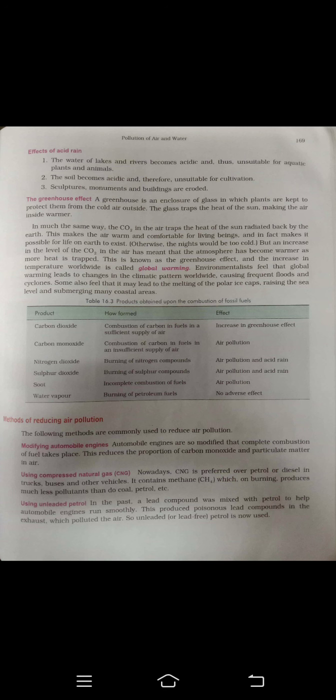Sculptures, monuments and buildings are also eroded. Erode means kharab ho jana. You may be knowing about the Taj Mahal. That Taj Mahal was changing yellowish in color because of this acid rain.